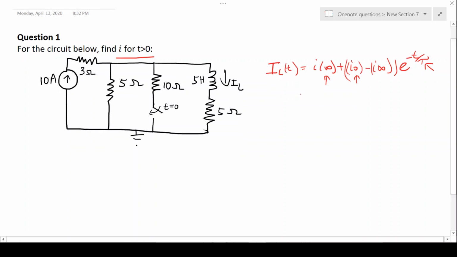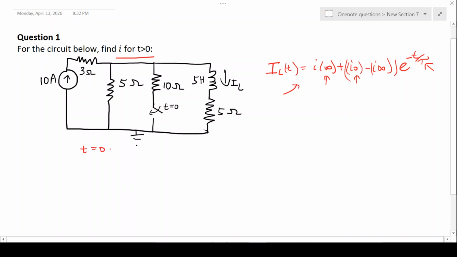We also know that this equation is the relevant one because we can see that both when t is smaller than 0 and greater than 0, there is a current source that's connected to the circuit, which will lead to current flowing through the inductor. Right, so let's start off with the initial current.